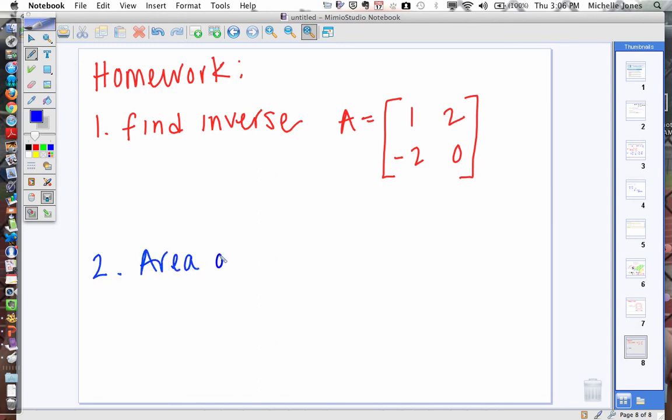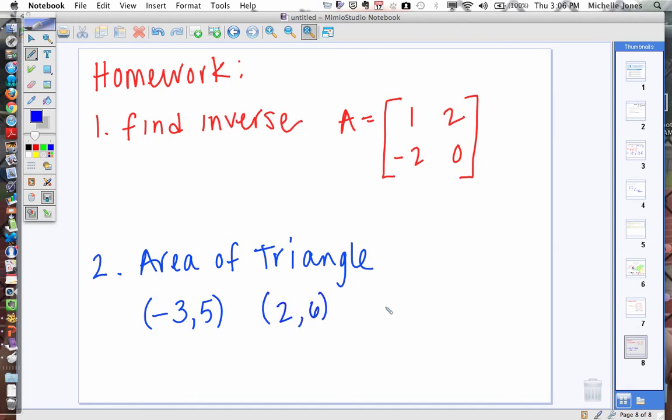And the second problem for homework is find the area of the triangle. The triangle has the following 3 vertices: -3, 5, 2, 6, and 3, -5.